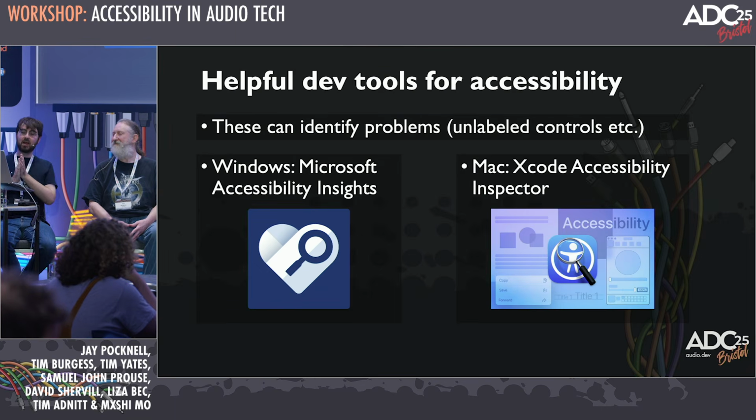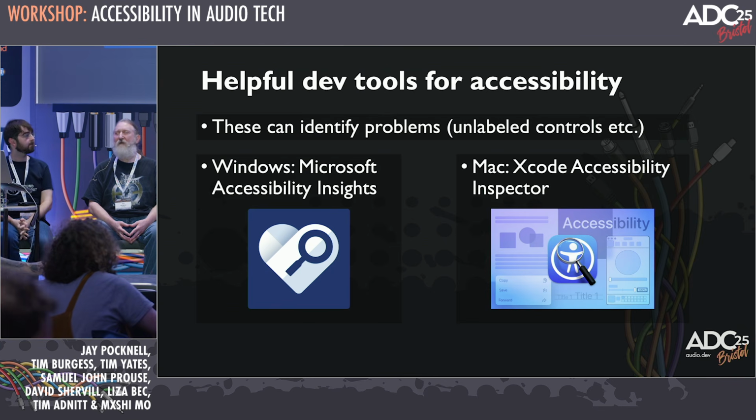Cool. So helpful developer tools for accessibility. We've got options for Windows and Mac. So things that might point you in the right direction for some common issues like unlabeled controls. Yeah, Microsoft have their Accessibility Insights application, which replaced a thing called Microsoft Test, which was embarrassingly inaccessible if you're a blind developer.